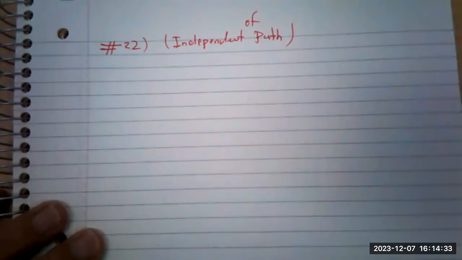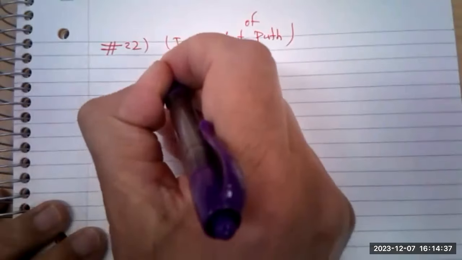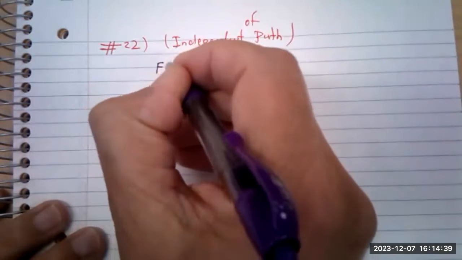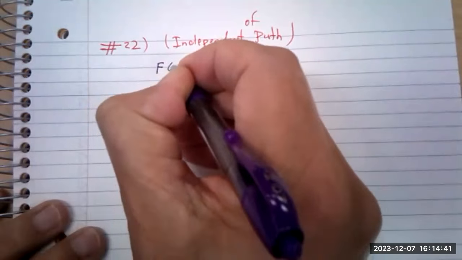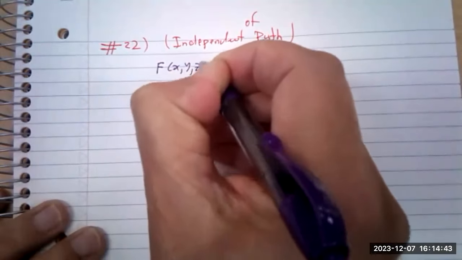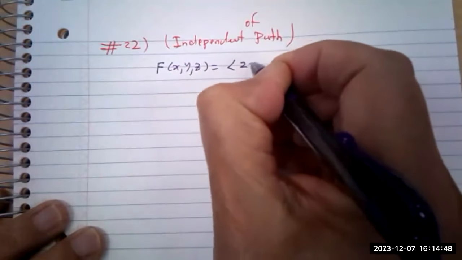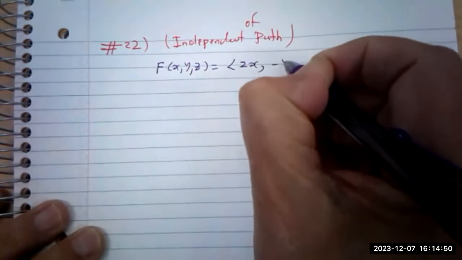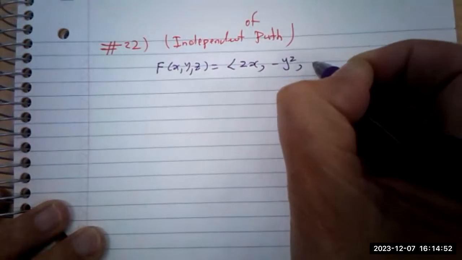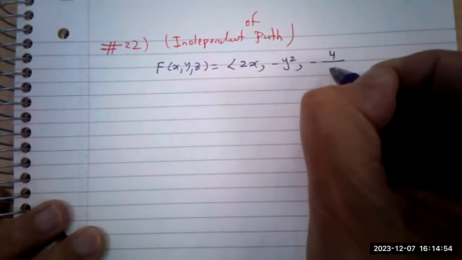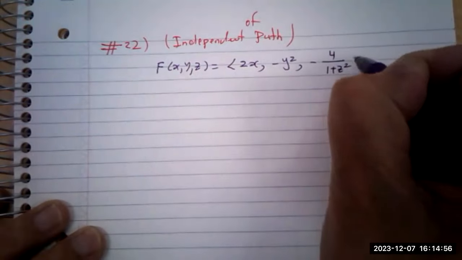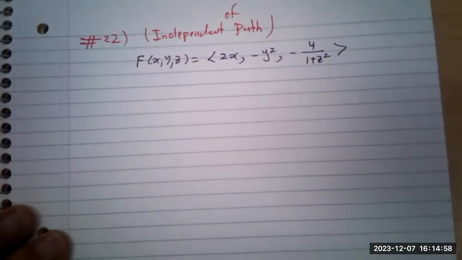So the question is this one. A vector field is given to you. You go with the, you know, similar one. It's F of x, y, z, and this is 2x, negative y squared, and negative 4 over 1 plus z squared. That's a vector field in R3, force.